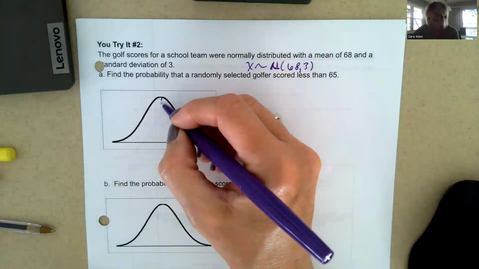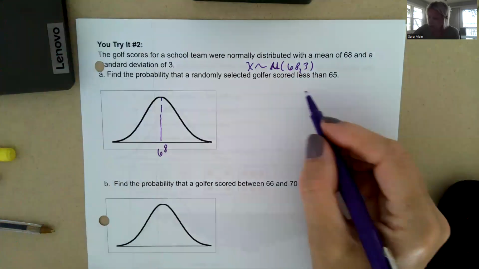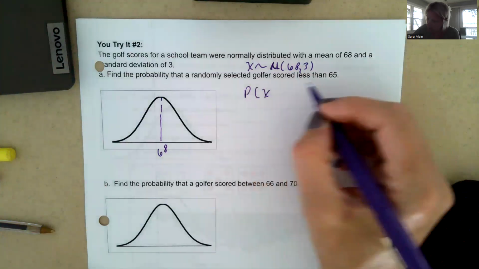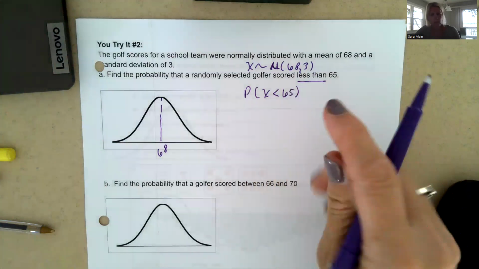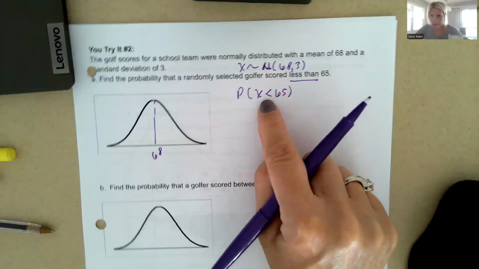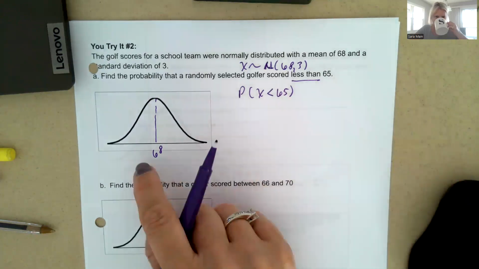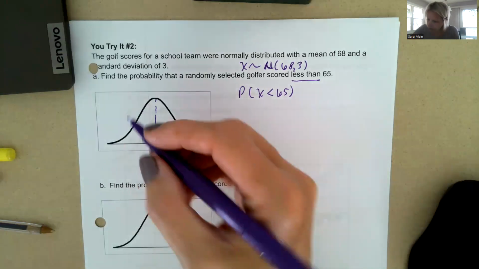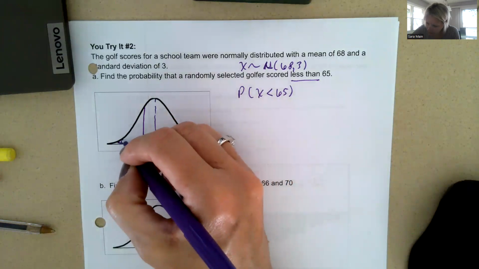Okay, so we're going to mark the 68. And we want to know, this is what you have to tell me, the probability that X is less than 65. Now with the normal distribution, it doesn't matter if you do a less than or equal to, they read the same in Desmos. So we want to know less than 65. So 65 is going to go here, and we want to know this.